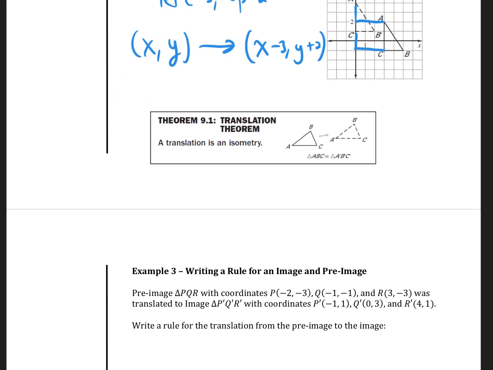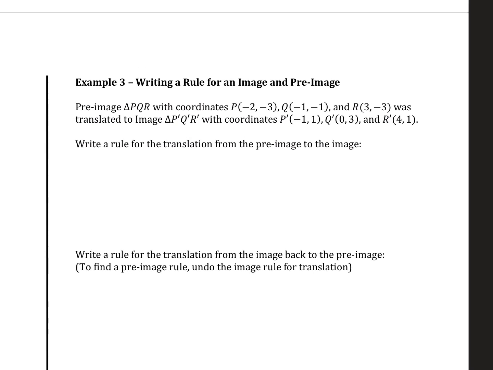Cool. All right, now, a little bit tricky thing that's on the quiz and test is instead of writing a rule for an image and a pre-image, okay? This is a little bit different, okay? So we're going to do what we normally were doing.